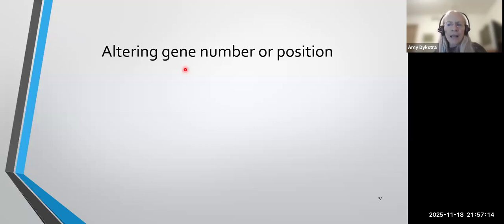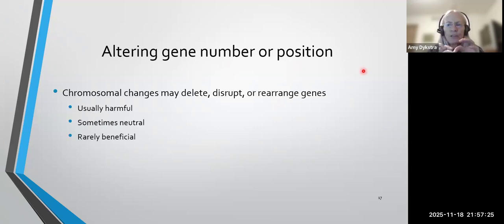Okay, second major mechanism for causing variation is altering the gene number or altering the gene position. So this is not going to change the actual DNA sequence of a gene, but it might make more or fewer of that gene, or it might move that gene to a different position in the chromosome or onto a different chromosome. So chromosomal changes might delete genes, might disrupt them.